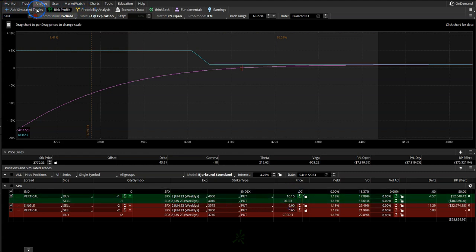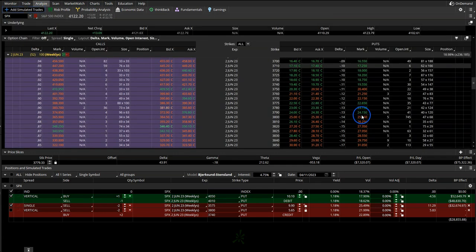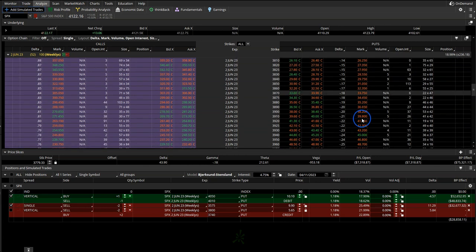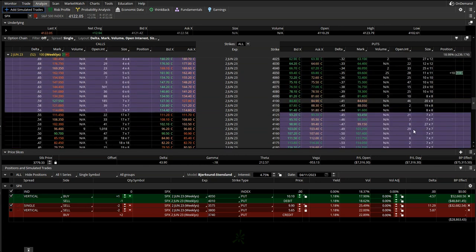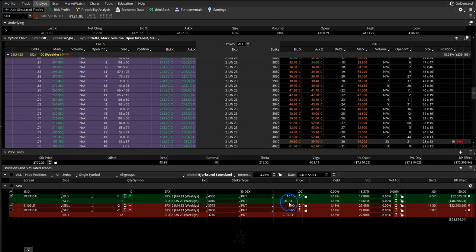We'll go and look at the option chain, and you can see here these are my strikes. It's about 35 delta where my long leg of the put debit spread is. I chose to go 40 points wide, and this is my position. So I'm long 10 of the 4050s, short 10 of the 4010s, and the debit was $10.30 or so.